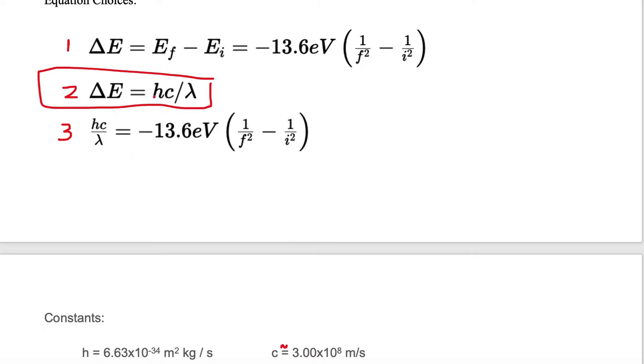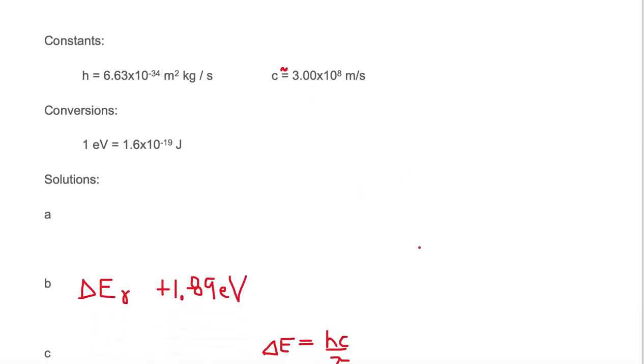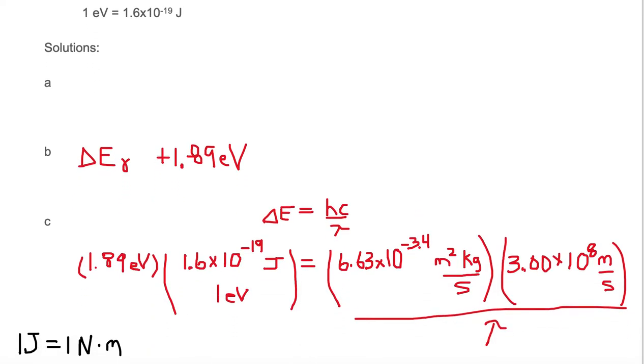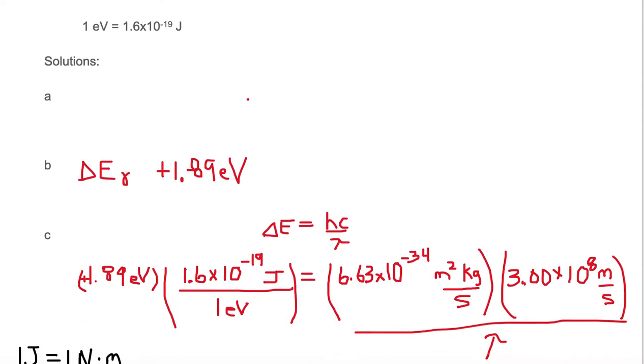Well, we need to know some constants. We need to know H and C. So H is 6.63 times 10 to the minus 34th meter squared kilogram per second, and C is approximately equal to 3.00 times 10 to the 8th meters per second. So let's go multiply all of this and put it in. And I set up the equation already for us. Delta E is equal to HC over lambda, and we already know we have positive 1.89 eV of energy from the photon, and we want to convert out of eV. So we need a conversion. Here's our conversion. 1 eV is 1.6 times 10 to the minus 19th joules.